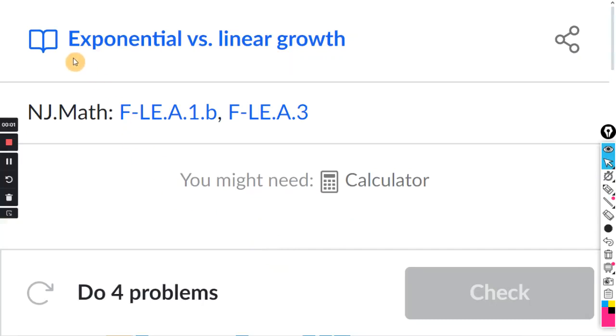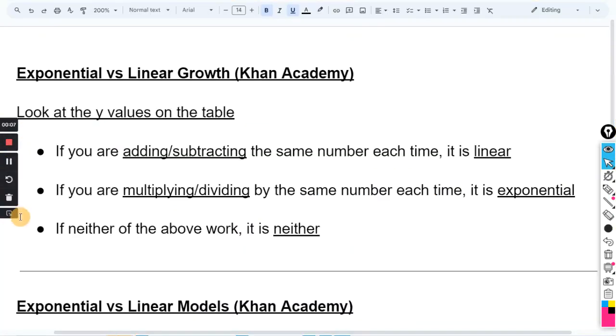This will be for the exercise, exponential versus linear growth. So just some notes before we begin. You're going to be given a table of x and y values. You want to look at the y values on the table.